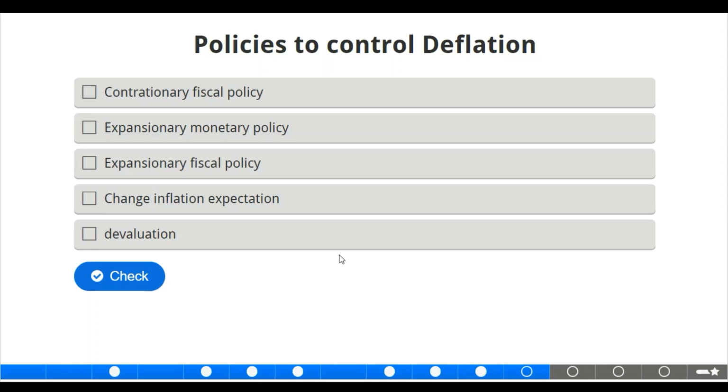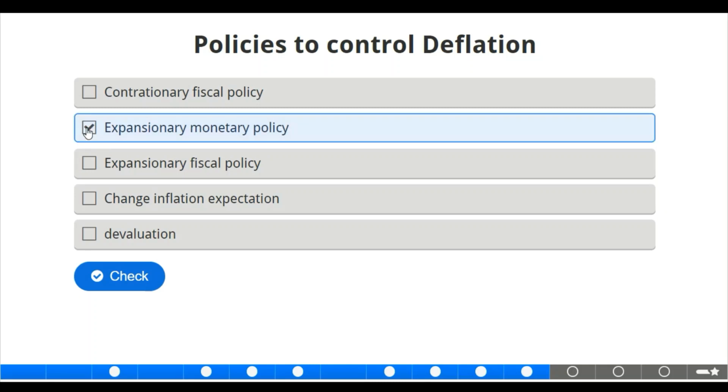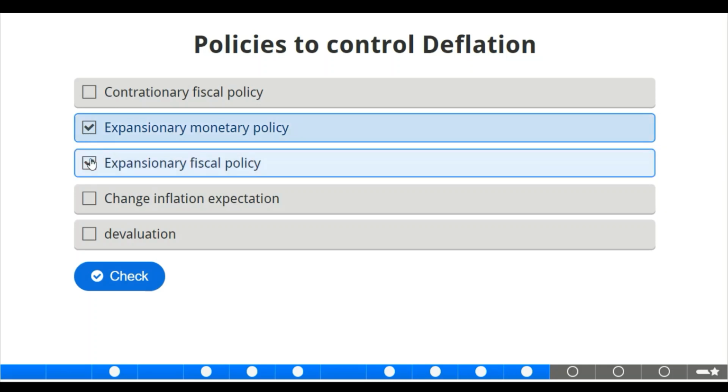Policies to control deflation, of course, where we have contractionary fiscal policy. Of course, that should not be used to correct deflation. We said earlier that in inflation we have the contractionary fiscal policy and contractionary monetary policy. Here now we will have the expansionary monetary policy, that is, decrease the interest rate, and expansionary fiscal policy, decrease in taxes.